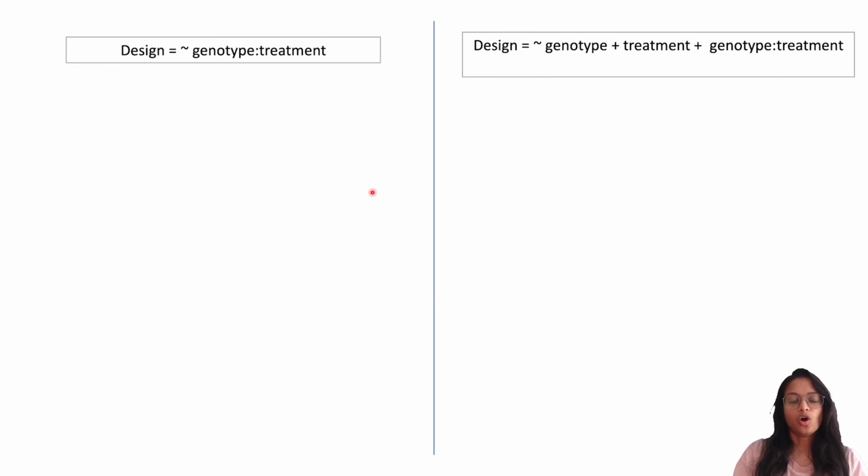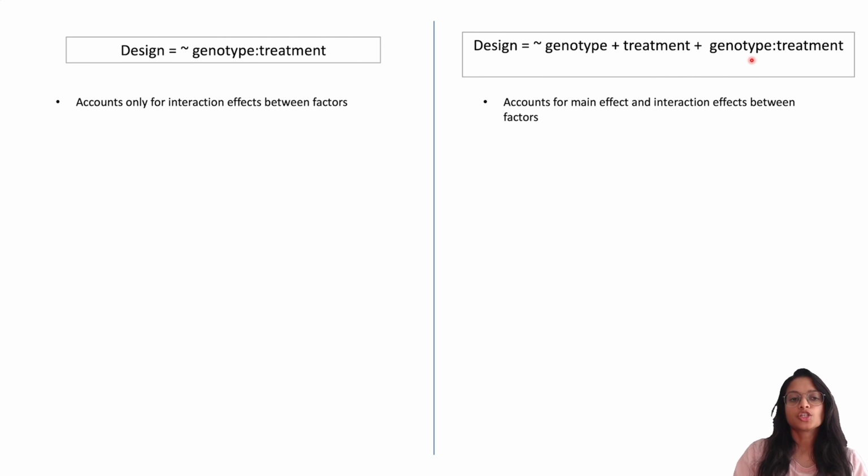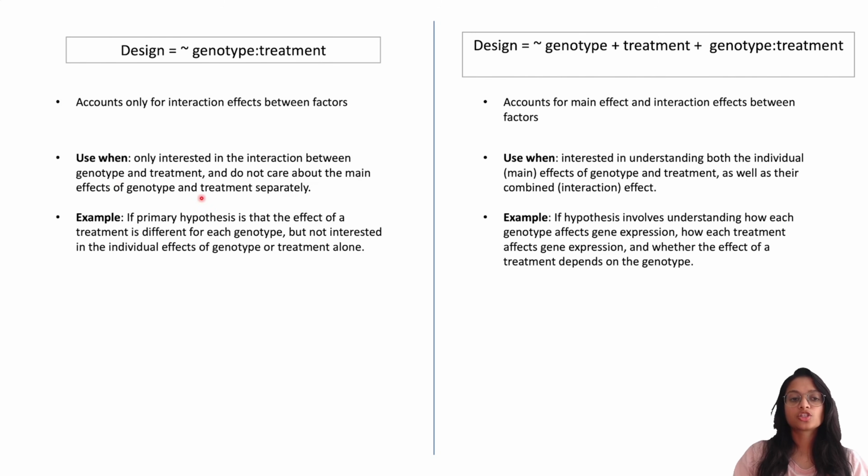effect. Also wanted to quickly point out the distinction between just providing the interaction term to the design and providing the main effects plus the interaction terms. In this case, the model accounts only for the interaction effects between the factors. In this case, the model accounts for the main effect along with the interaction between the factors. This should be used only when we are interested in the interaction between genotype and treatment and do not care about the individual effects of genotype and treatment.